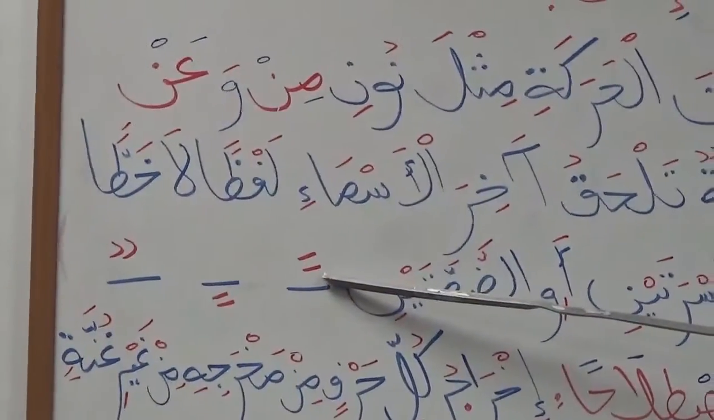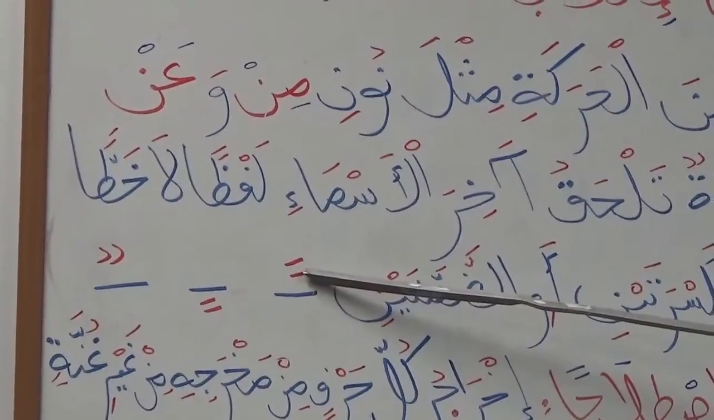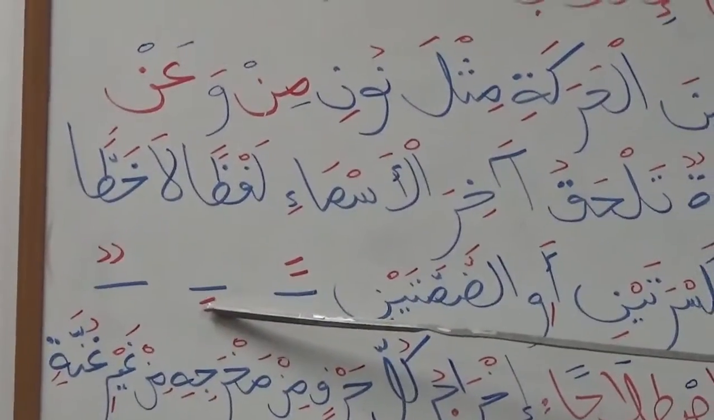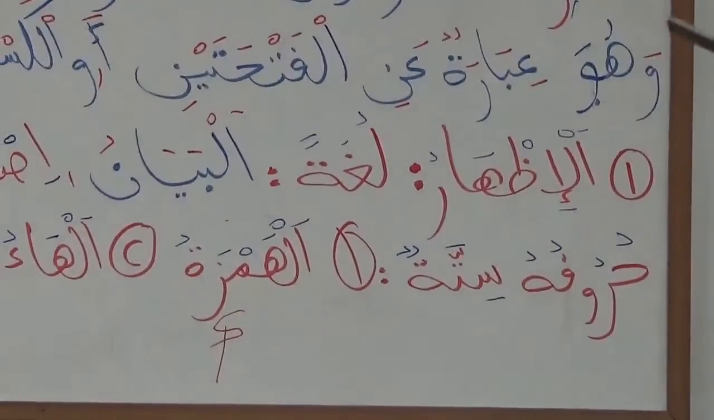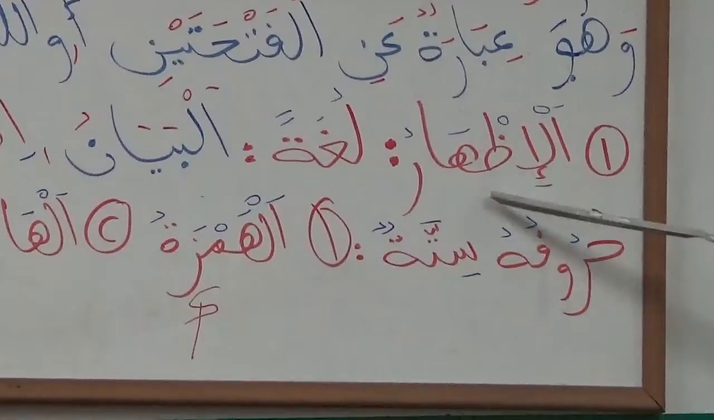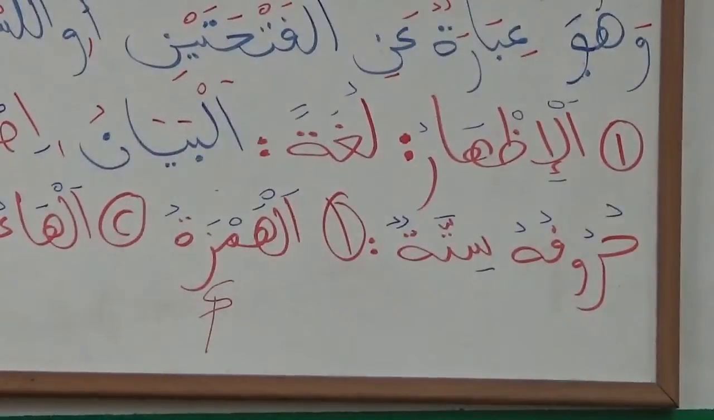So this is a case of al-fathatain. We have two fatha. Al-kasratain, two kasra. Al-dhammatain, here we have two dhamma. And then he starts telling us about the very first rule that we need to know. So this rule, al-izhar, applies to what and what? Al-izhar applies to what and what? نون الساكنة والتنوين. Nun sakina wa tanween, right?